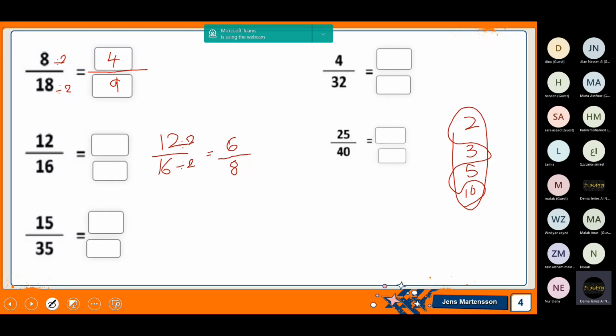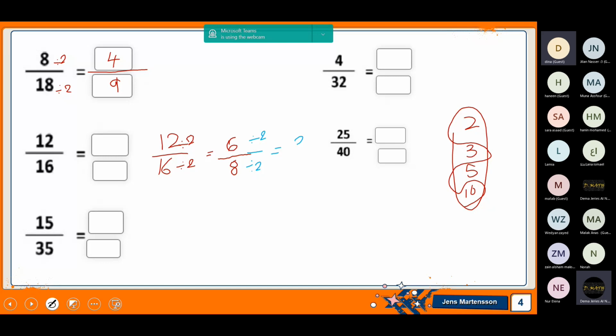Can I divide them by 2? Can I divide 6 and 8 by 2? Yes, because they're both even. Yes, bravo. Now, 6 divided by 2? Wait, teacher, I know. The number is 3. 3, good job.